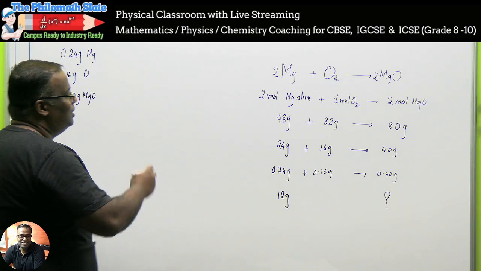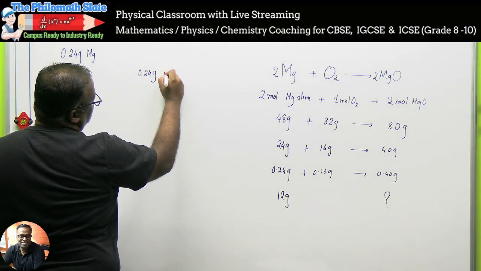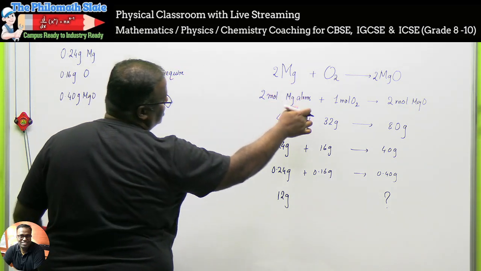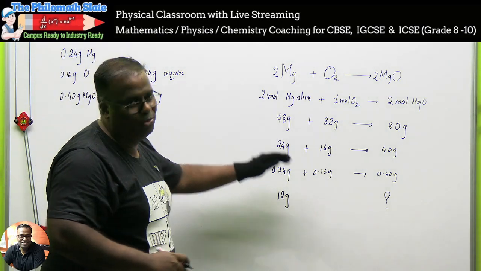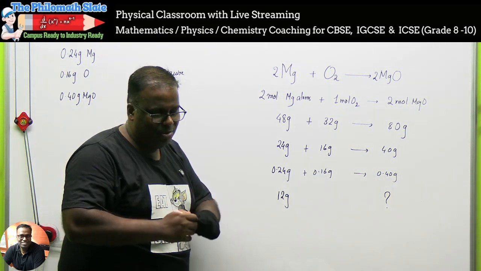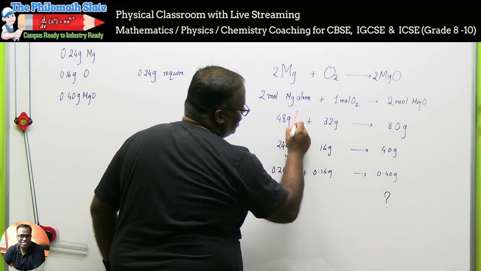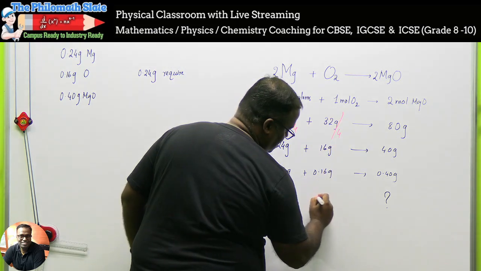Like a kiddo, 0.24 grams required. How many? Because we can do it from here itself, but we are going by this. Since you now know everything, can we not do a little bit of jugglery? 48 divided by 4 is 12. So 32 divided by 4 is 8.